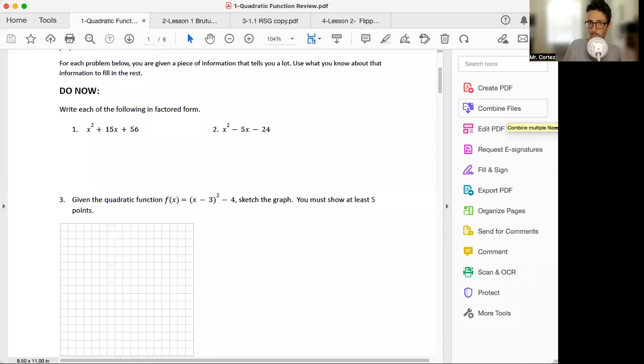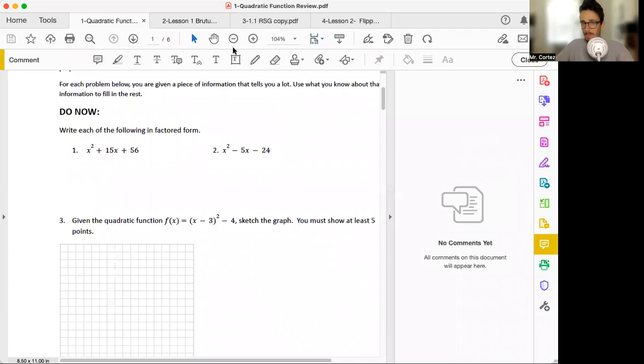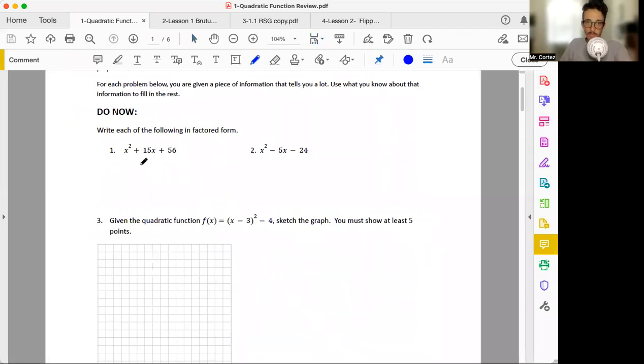All right, welcome back. Quadratic function review. We'll take a look at this do now. This should be a refresher of yesteryear. You've been factoring since Integrated 2, maybe even Integrated 1 if you're lucky enough. So pretty basic factoring here.